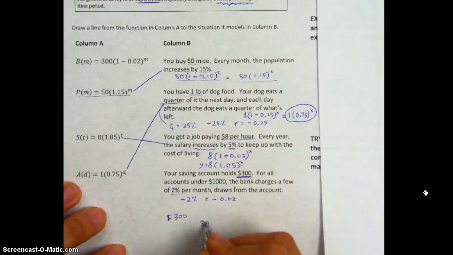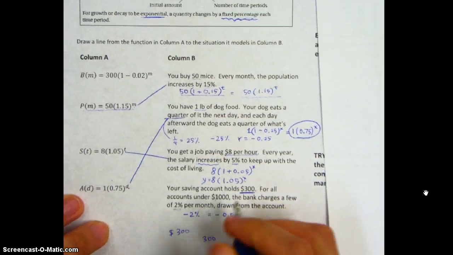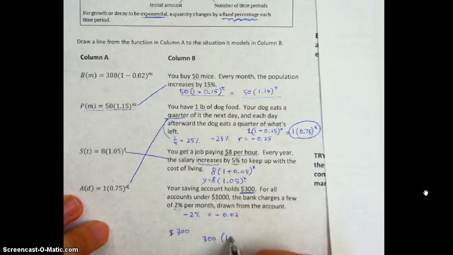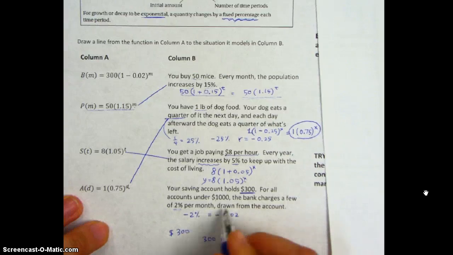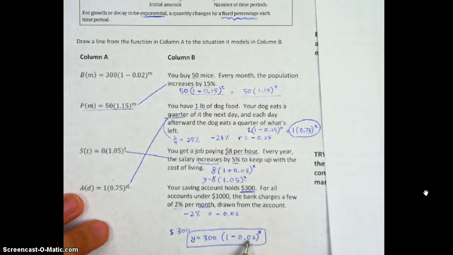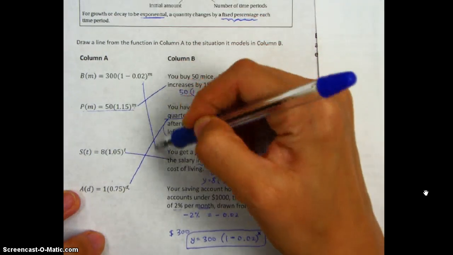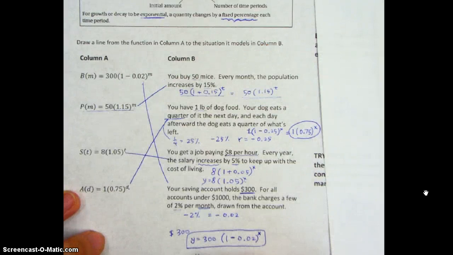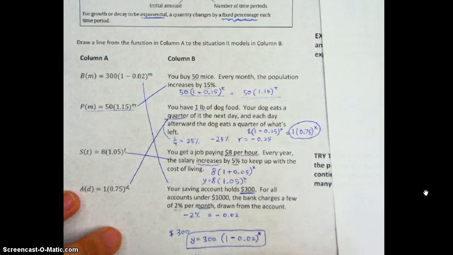So that 300 is our initial amount, A, and then we have 1 plus r, which is 1 minus 0.02 to the x power. X means the number of months because they charge that per month. This function would give you the balance of your account because you lose 2% every month. So this would match with the first function right here. Or you can just rewrite and simplify that as 0.98 to the x power. That's the same function.